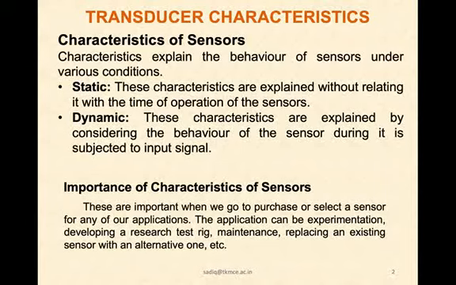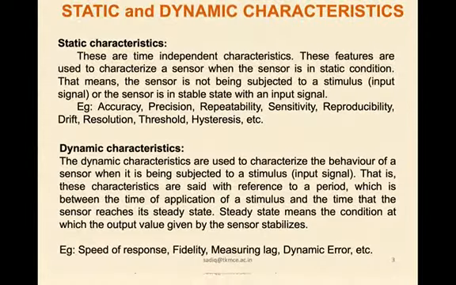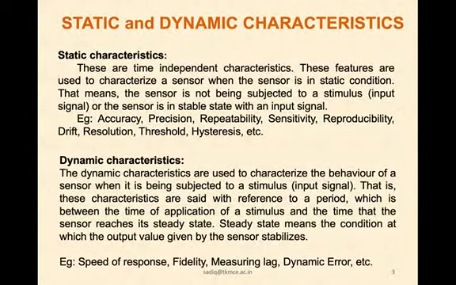These characteristics are very important when we purchase or select a sensor for certain applications. The applications can be when we do our experiment or our project, when we develop a research test rig, or when we replace certain sensors. We should know what kind of sensor to choose and what features of the sensors to consider for selection. So in those conditions, the characteristics of sensors become very important. Let us see in detail about static and dynamic characteristics.